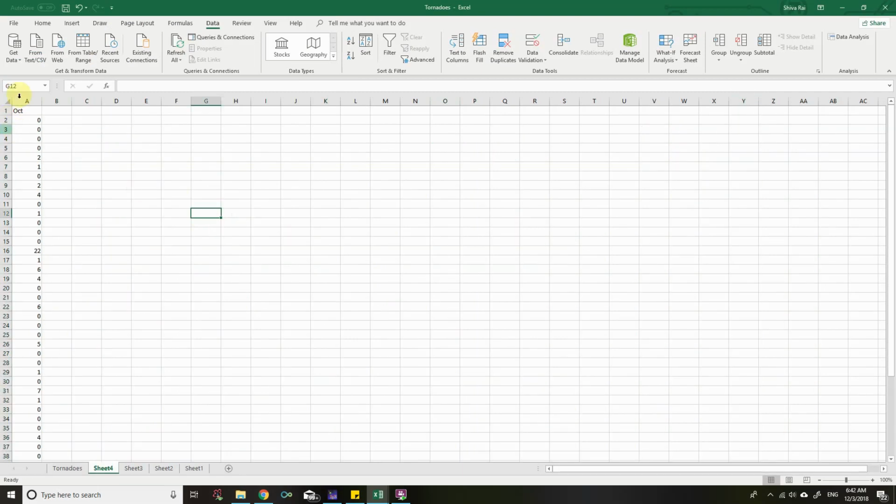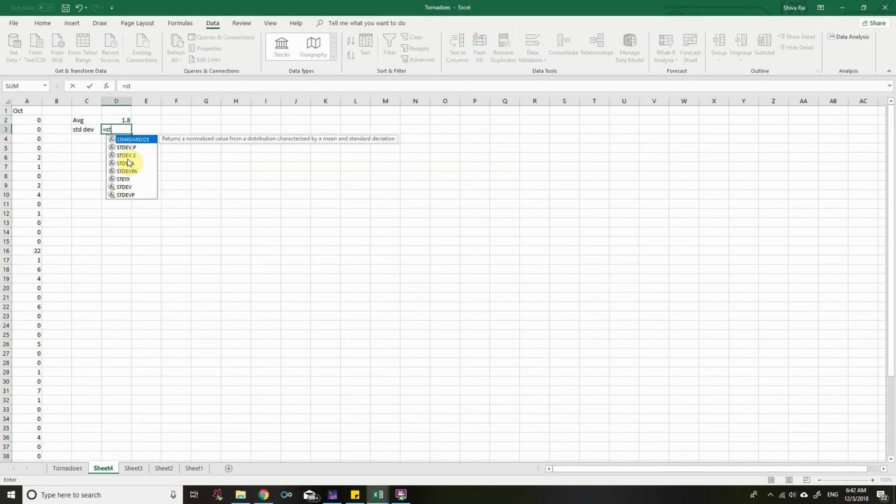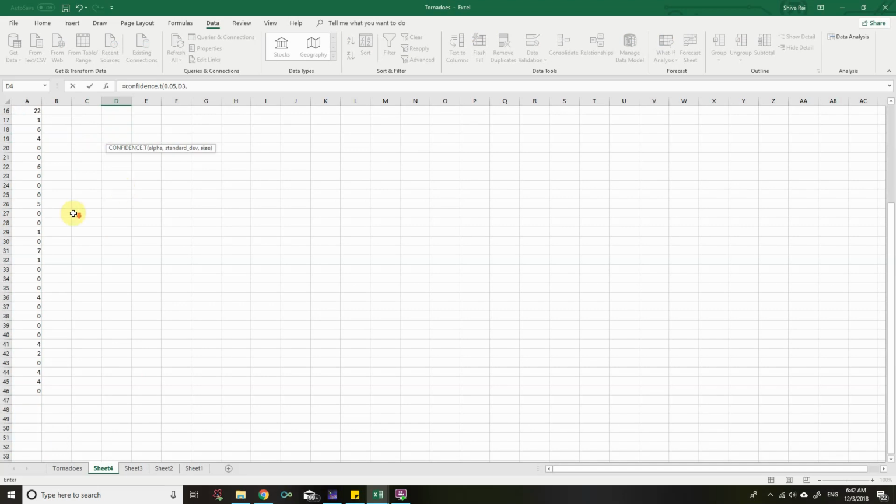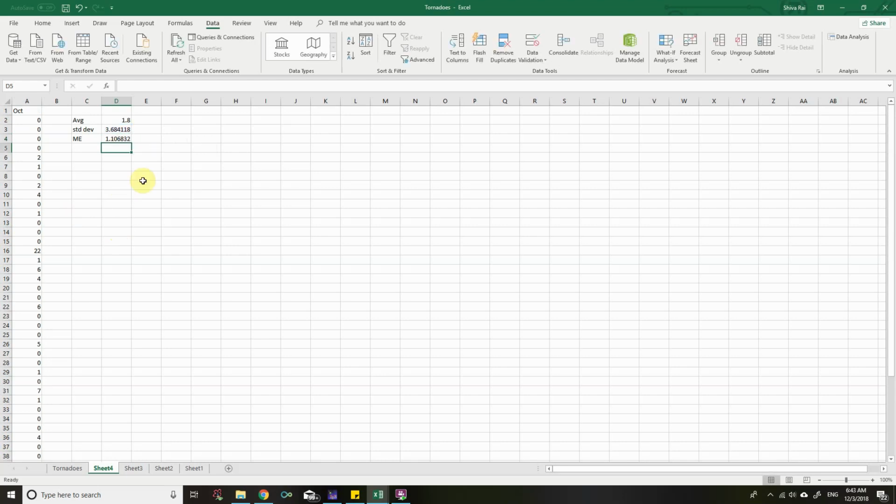Okay, confidence interval. So the average is 1.8. Standard deviation is equals STDEV. Margin of error equals CONFIDENCE.T. Alpha is 0.05, standard deviation is this one, comma, there are 46, that means 45 data, 45 number. So that's the margin of error.